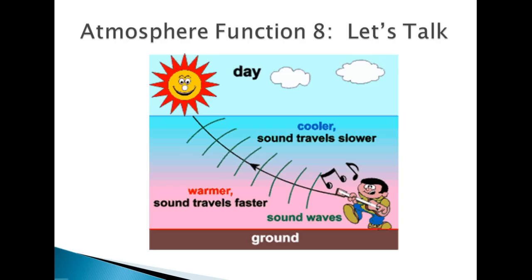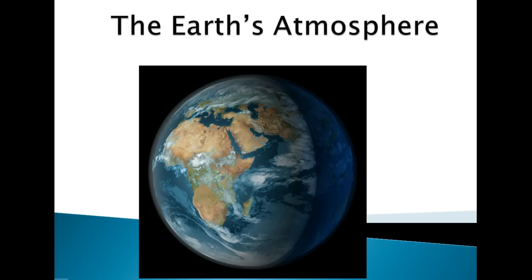So write in your notes that we need the atmosphere to be able to talk to each other and to hear the birds and waves and all the music around us. Okay, so that's the 8 important functions of the Earth's atmosphere. Now let's start talking about the formation of our atmosphere, because without it, we wouldn't be here, right?